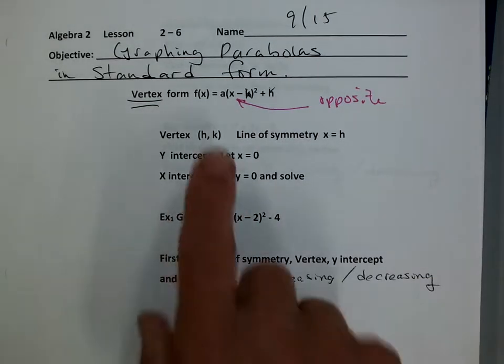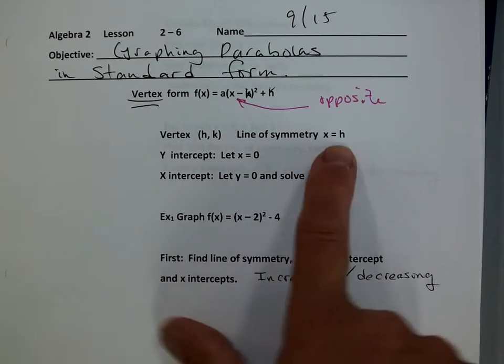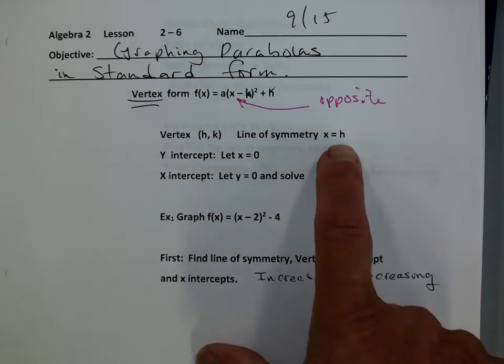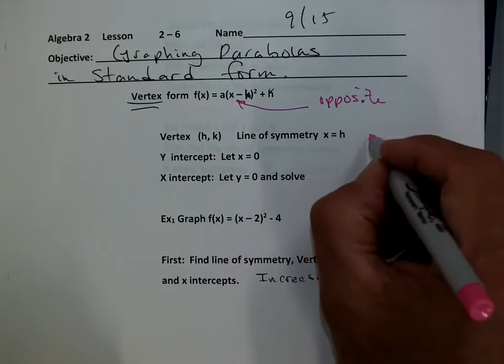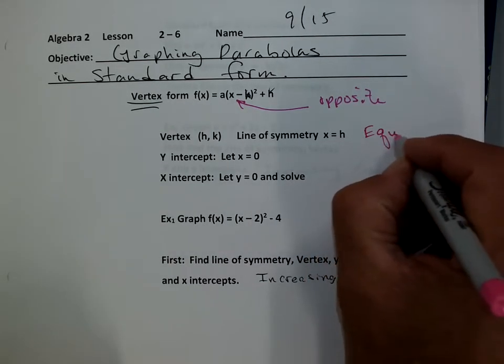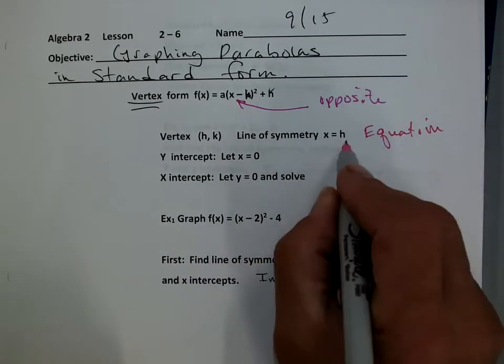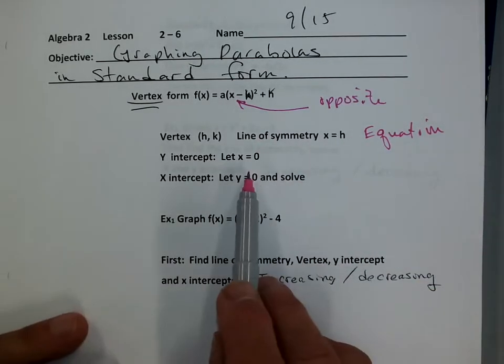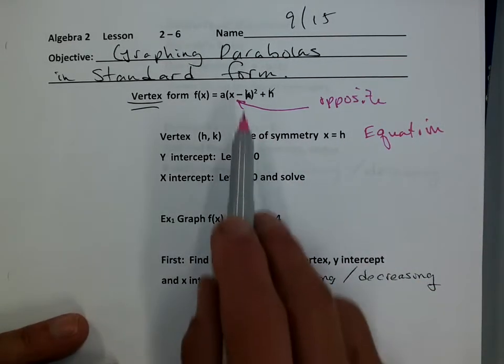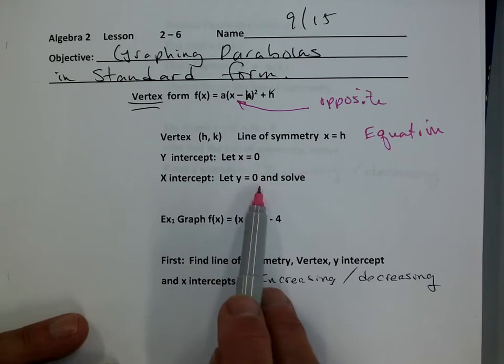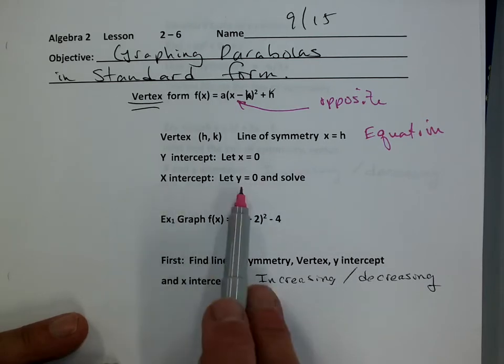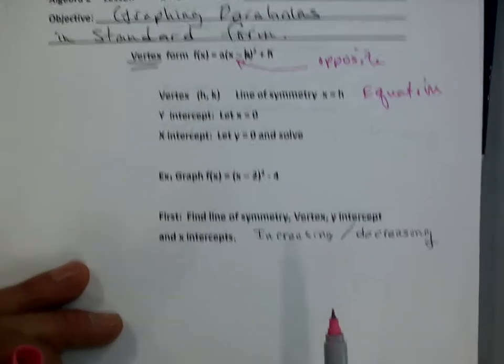So that's my vertex. My line of symmetry has to go through the vertex, so it's an equation. Line of symmetry is an equation: x equals h. To find the y-intercept, let x equal 0. And to find the x-intercept, let y equal 0.